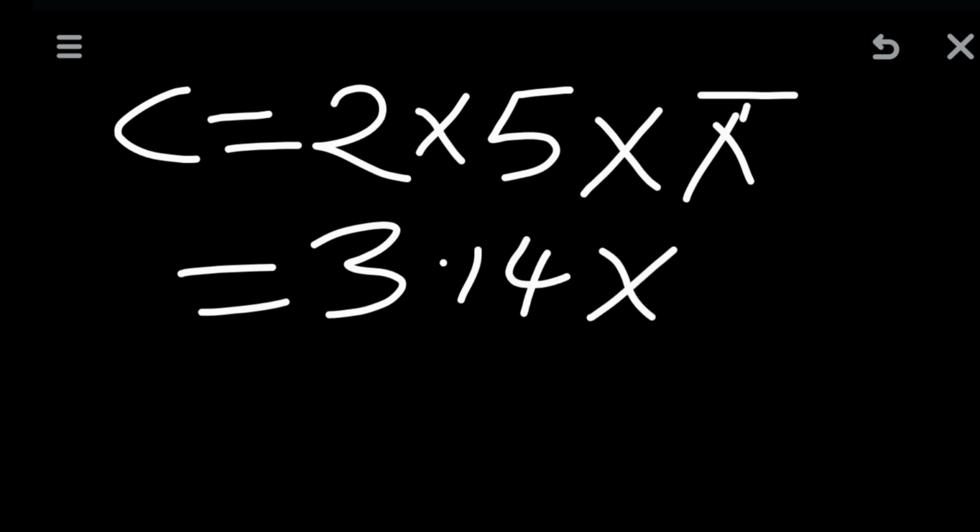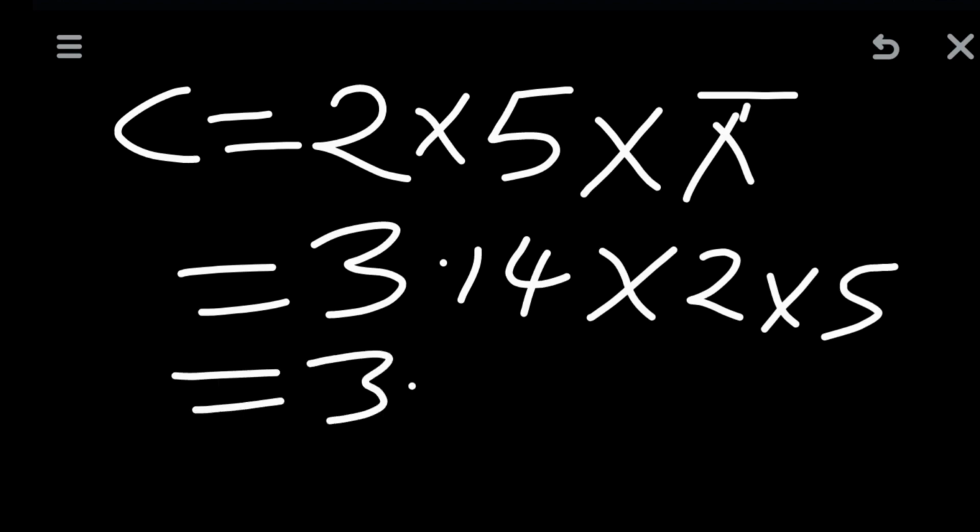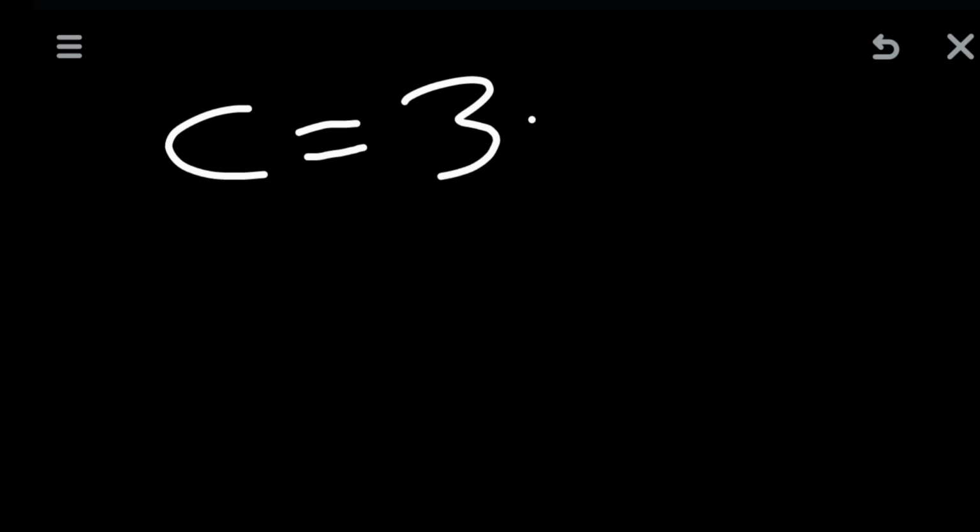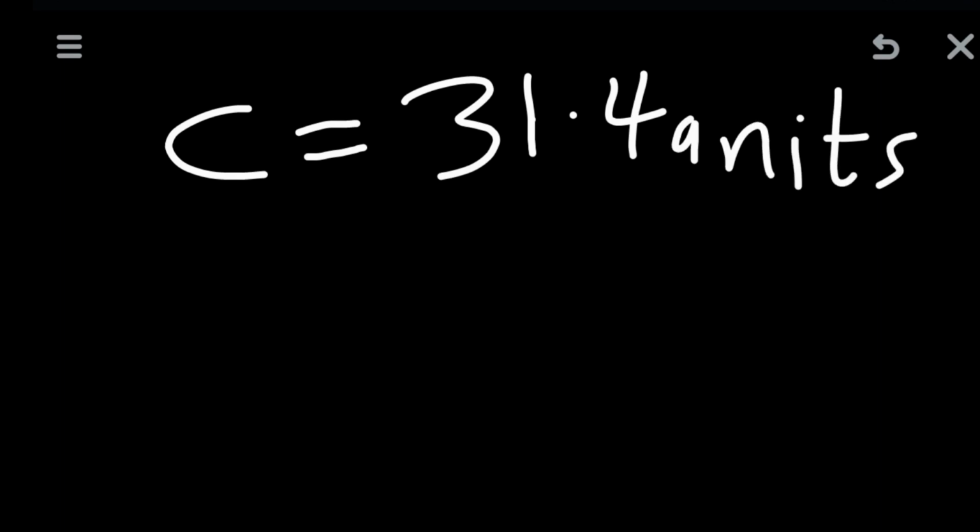So multiply 2 by 5. This then gives us 3.14 multiplied by 10, which then gives us the circumference to be equal to 31.4 units.